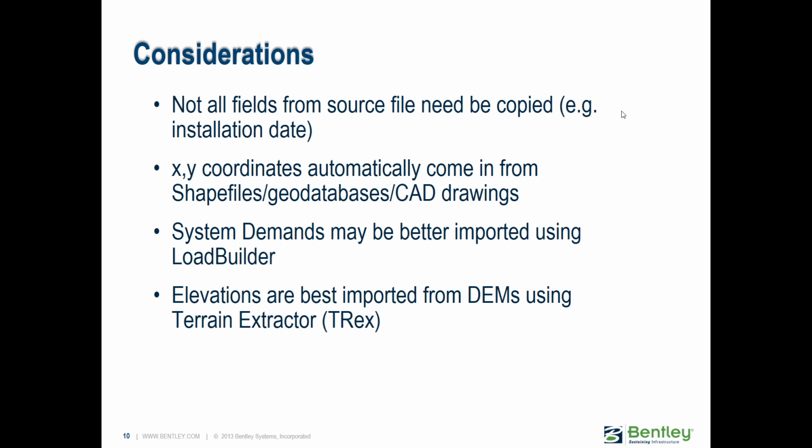Similarly, elevations, sometimes you may have that directly in your data source, and you can certainly import that and map it to the elements if you import them through ModelBuilder. But oftentimes you may have a DEM, a digital elevation model, or a TIN, a triangulated irregular network, some external file that has the contours of the land. And you can use a tool called Terrain Extractor to import that information. That will interpolate the ground elevations and automatically assign those to the junction or node elements that overlap it.